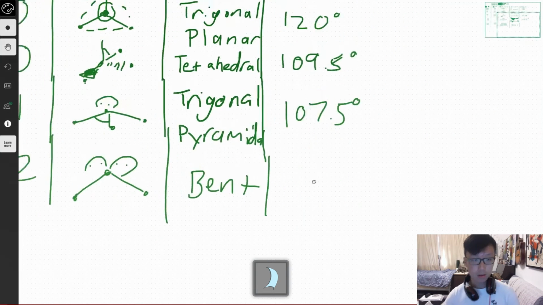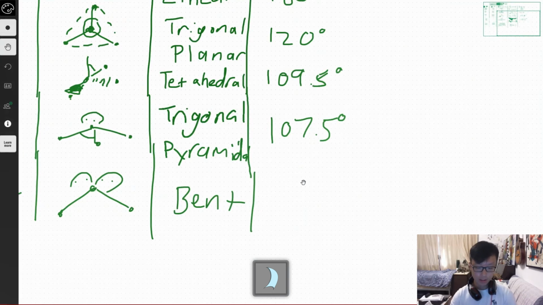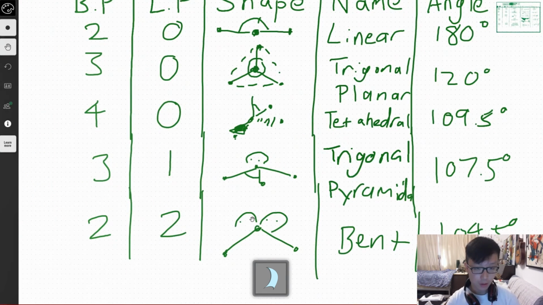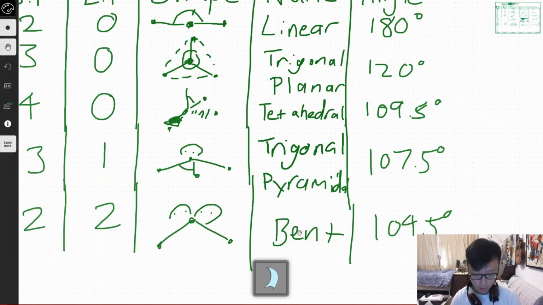Okay, so this shape, once again, has an even smaller angle. And this is because of the same concept we discussed above, because we have an extra lone pair here instead of a bonding pair, which means that the repulsion is even greater than before, which pushes these 2 remaining bonding pairs closer together. And therefore, we have a smaller angle here as compared to the previous ones.